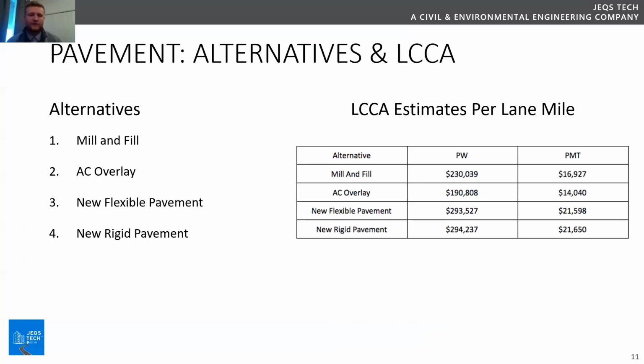So there are 4 alternatives throughout the whole project. The first one was mill and fill, and we had AC overlay, a new flexible pavement, and a new rigid pavement. I calculated an LCCA estimate for 1 lane mile for each alternative. As you can see, the PW, present worth, for AC overlay ended up being the cheapest throughout the whole project. But since AC overlay would cause more obstacles along the way of cost and construction, we're going to choose the mill and fill alternative. The PMT value, as you can see, is $16,000 or roughly $17,000 a year for the mill and fill alternative.